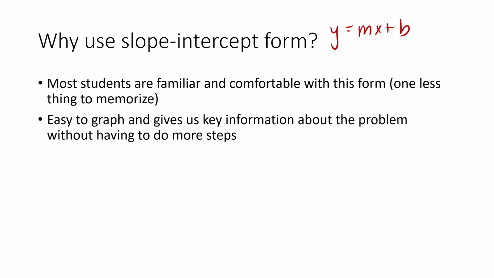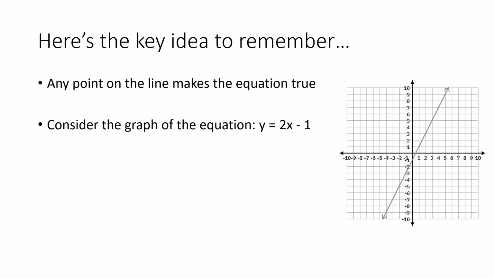The other great reason is that it's easy to graph and gives us key information about the problem without having to do more steps. So in application problems specifically, the slope and the y-intercept usually represent something. And when we have it in slope-intercept form, we're able to pull that information right off of the equation. If we use other strategies or other forms, we have to take those forms and juggle them around a little bit before we can get that information. So it might have a few more steps in the process here, but can save us some steps later.